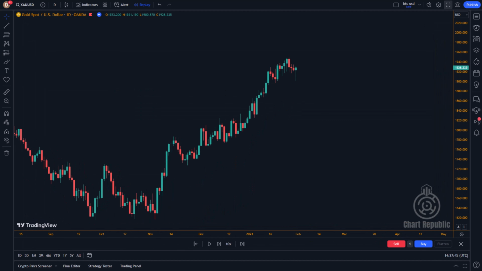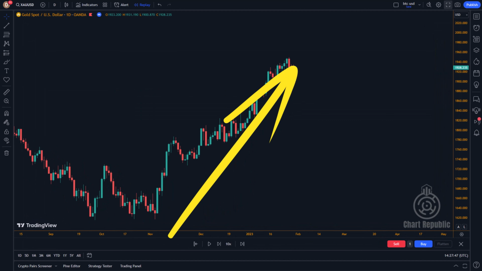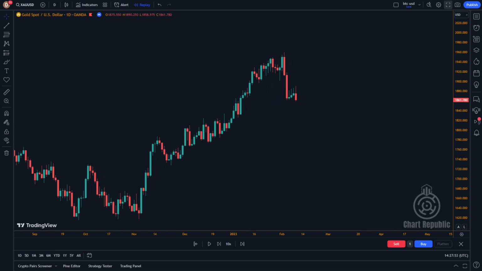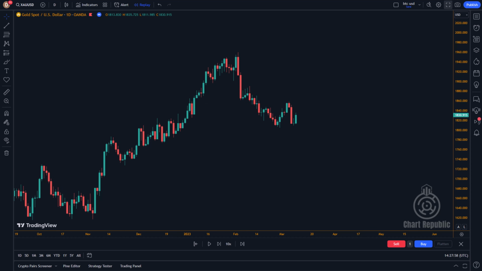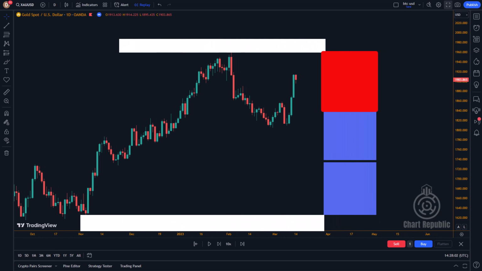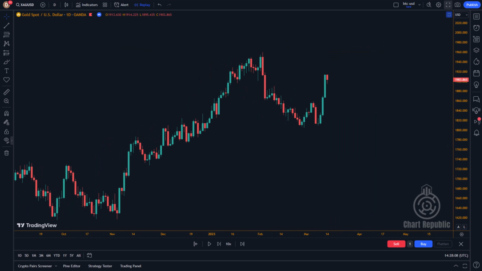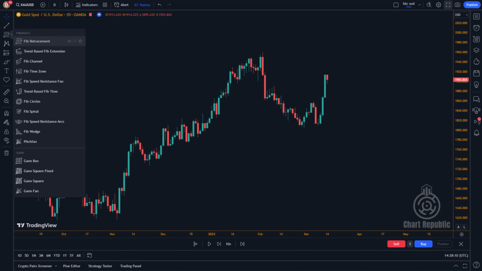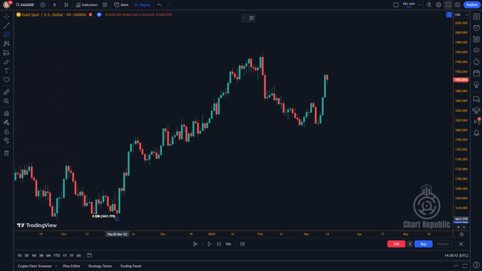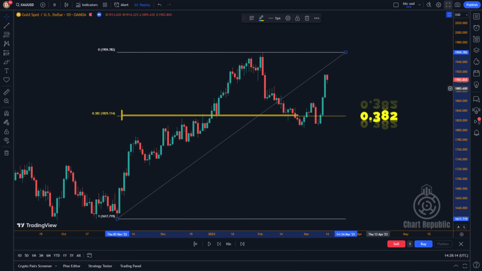Firstly, identify an ascending trend where consecutive higher highs and higher lows can be easily detected. Next, you need a significant pullback from that trend. Ensure this pullback retraces at least 1/3 of the previous trend. To determine this, you can employ the Fibonacci retracement tool and look for any pullback that is as deep as or exceeds the 0.382 level.